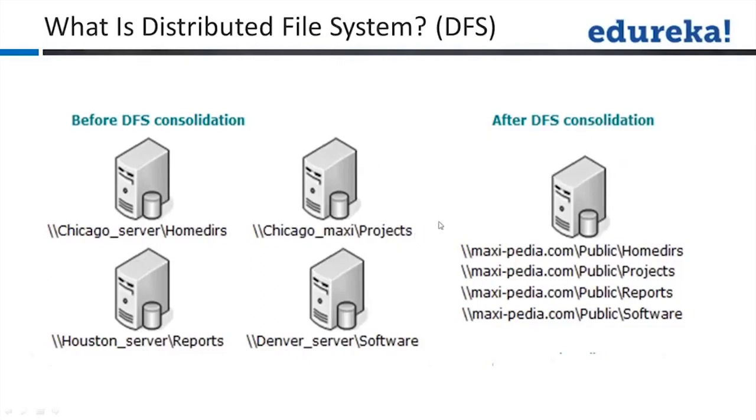Once we do this DFS consolidation, though these machines are still at different locations, on a logical level they look like directories in a single file system. Is that fine? So this is what a DFS, a distributed file system, is. The machines will still be at different locations, but to a client, a user, it will look like different directories in the same file system. Is that okay, guys? So this is about what a distributed file system looks like.